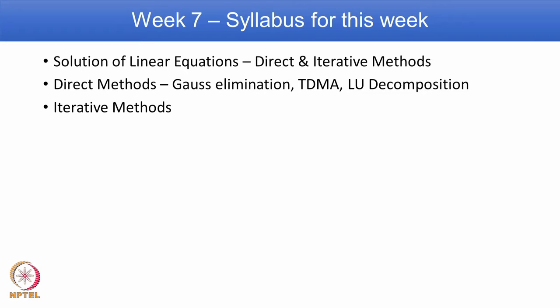There are two methods in particular, direct methods and iterative methods. In direct methods we are going to see three methods: Gauss elimination method, a specialized form of Gauss elimination method called tridiagonal matrix algorithm, and LU decomposition. We will also talk about 5 different methods under iterative methods. Then there is a procedure called preconditioning. If the matrix is ill conditioned, difficult to get a solution, then we do a procedure called preconditioning. We will talk about different procedures available under preconditioning.